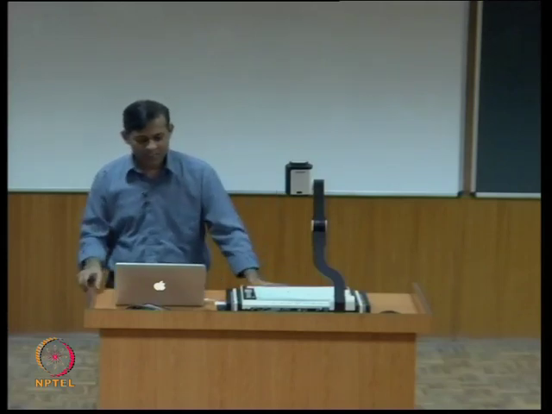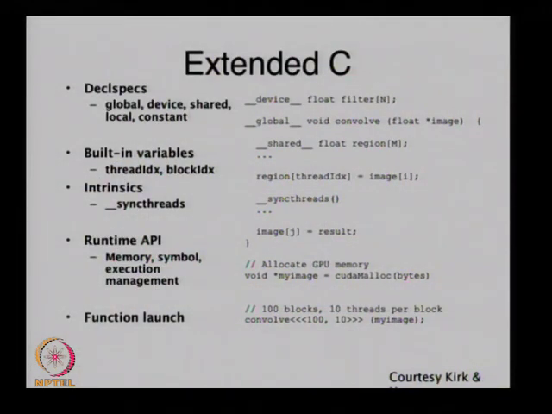So what you see as an example on the right hand side says device, float, filter, sum n, right? So float, filter n is regular C. You can add a declaration specification to it, which says that this variable must be allocated on the device. It's not a CPU variable, it's a GPU variable.